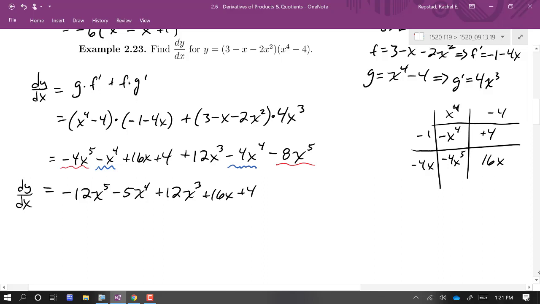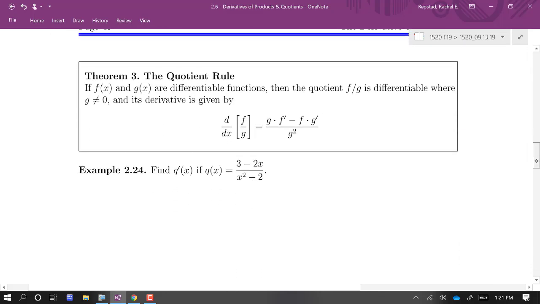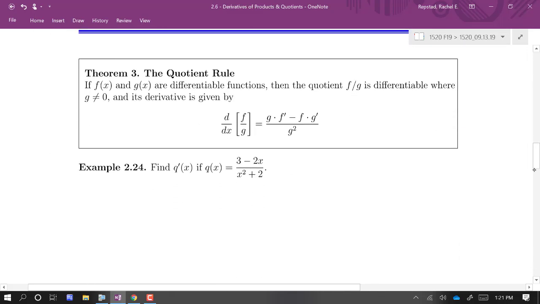Now, the rule as I've written it in the notes, and the way I always write it out, obviously because you're adding, it doesn't matter what order you put that product in, but I always write it with the g f prime term first. And the reason that I always do that is because if you look at the quotient rule on the next page, it is very similar. It involves the same products, right?